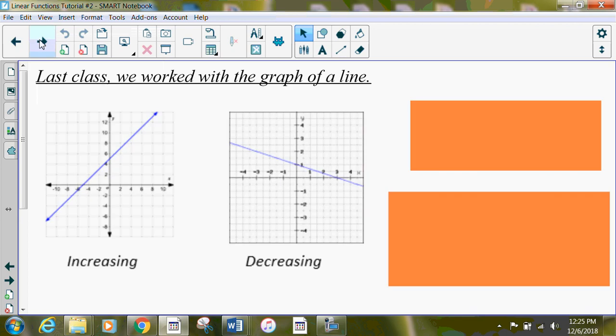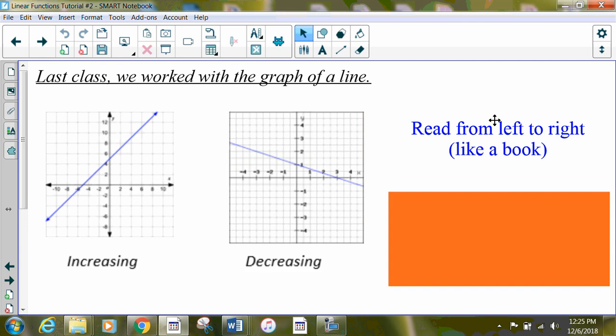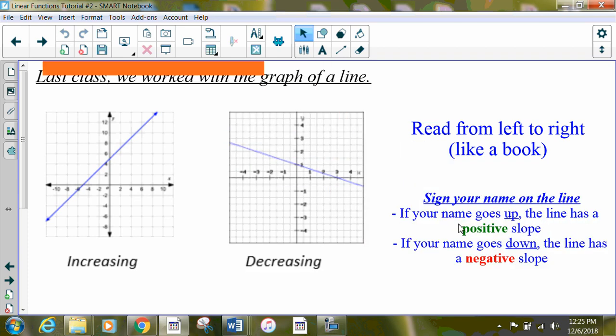So last class, we worked with the graph of a line. We saw that a line could be either increasing or decreasing. To find whether it was increasing or decreasing, we could read it from left to right like we read a book, because everybody in the world reads graphs from left to right. Or we could choose to sign our name on the line, and if our name was going up, the line has a positive slope, and if our name was going down, it has a negative slope.